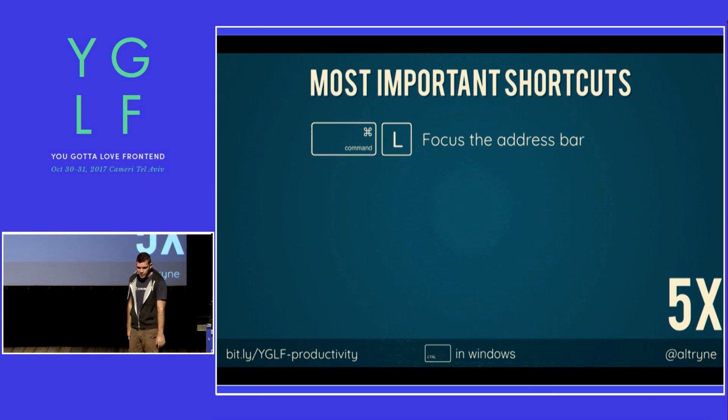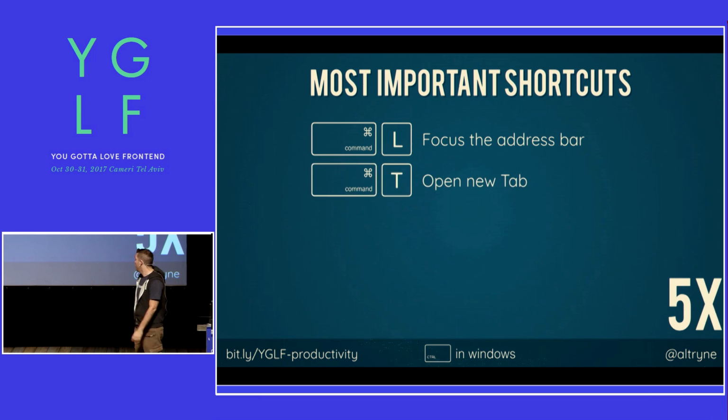The most important one for me is focus the address bar. Very simple, something we do every day, maybe hundreds of times. Control L on Windows, Command L on the Mac. You just do this, and then the whole URL that you're in gets selected, and you can delete all of it. You can copy all of it and paste it into Slack or something. Command L. If you use this, I applaud you.